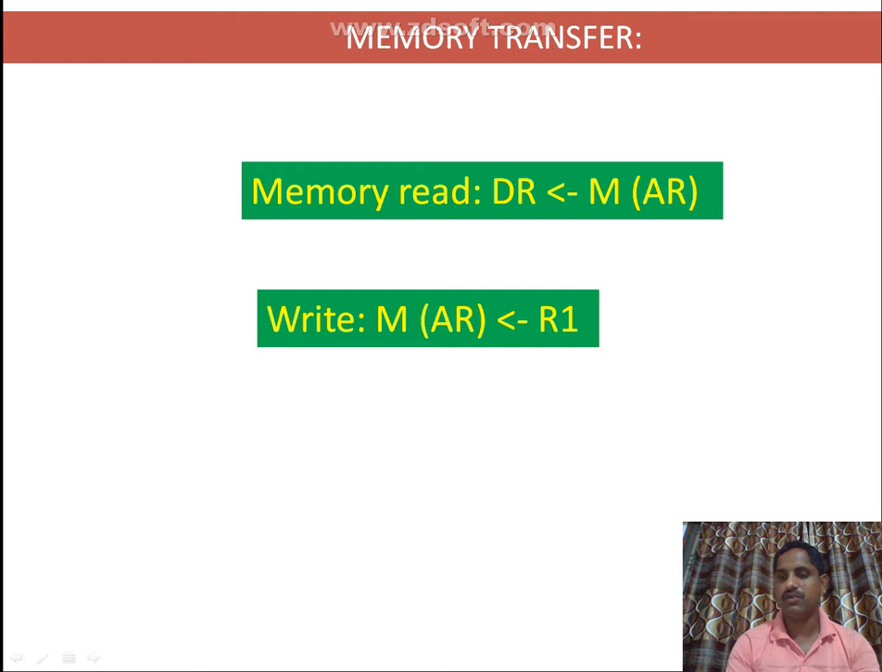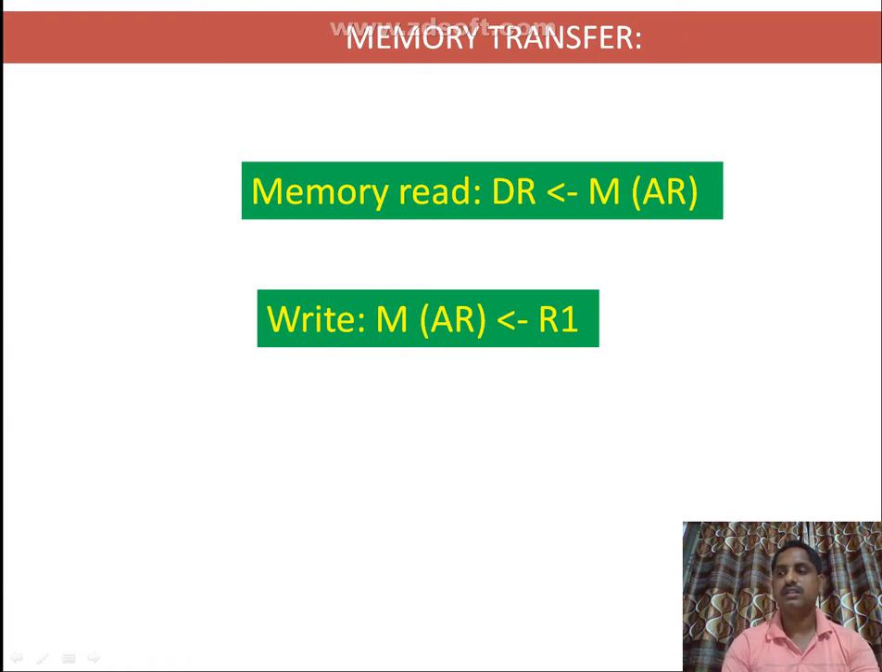Consider a memory unit that receives the address from a register. It is called the address register, AR, and the data register is called DR. The address is symbolized here. The data are transferred to the other register, called the data register and symbolized by DR.